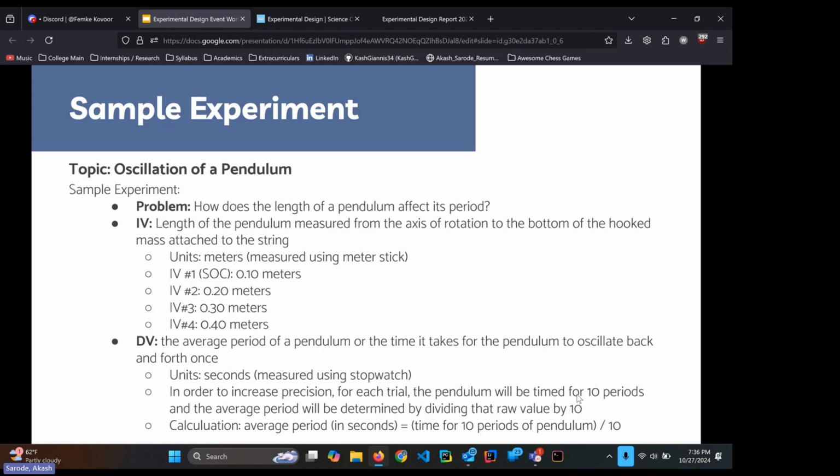A lot of the time when our team in high school did a pendulum experiment, we actually had raw data of 10 periods. So we would let the pendulum swing back and forth 10 times, and that's the value that we would record for one trial. And then, in order to convert that raw data into condensed data, we would divide that 10 periods time by 10 in order to get the time it takes for one period of a pendulum. So the average period, basically.